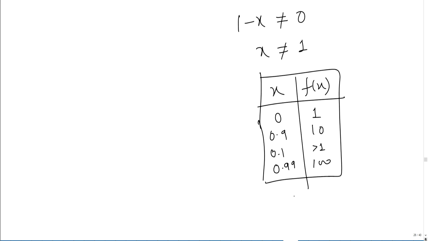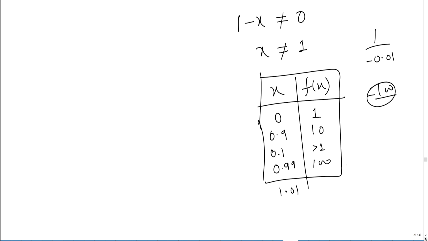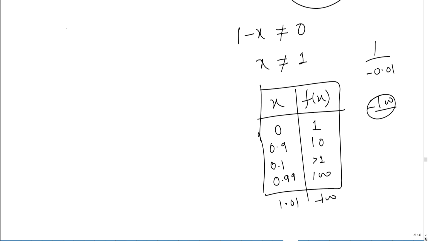Okay. What about x slightly greater than 1? Let us say 1.01. If x is 1.01, then the denominator is 1 minus 1.01, which is minus 0.01. So, you are looking at minus 100. So, it is a large negative value. And as it gets closer and closer to 1, but slightly greater than 1, this would be a very large negative value, tending towards negative infinity.